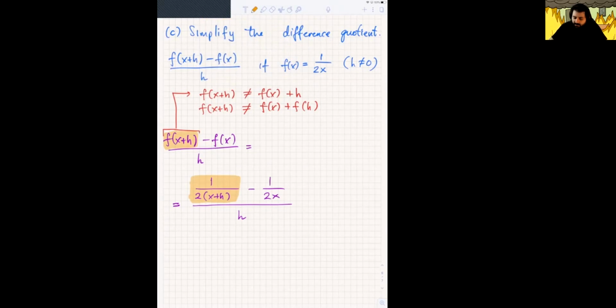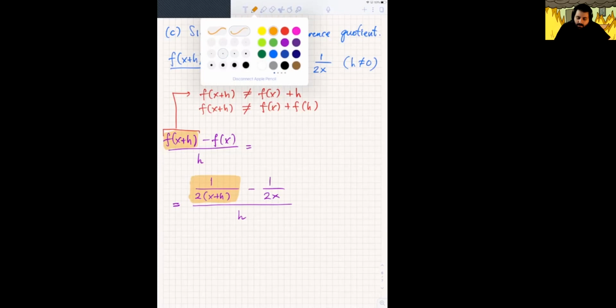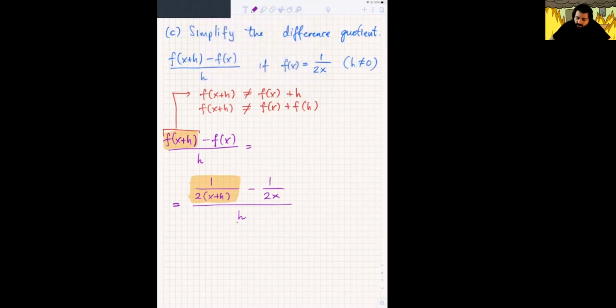I'm going to simplify everything. So to that end, what I do here is I consider what is the common denominator of everything. So I see three terms here, three denominators: 2(x plus h), 2x, and 1. And what is the common denominator among all three of those factors? The common denominator is 2x times (x plus h). So I'm going to be multiplying the top and the bottom by 2x(x plus h).